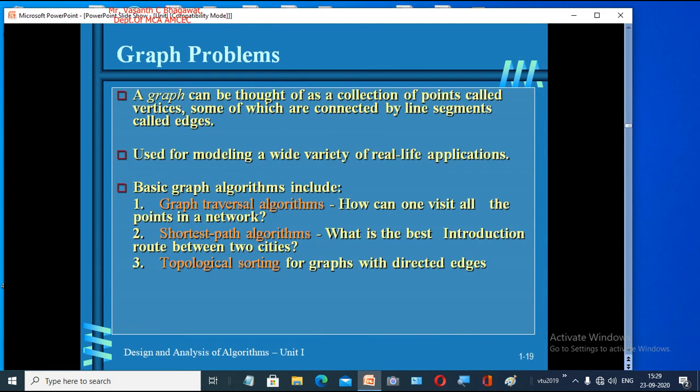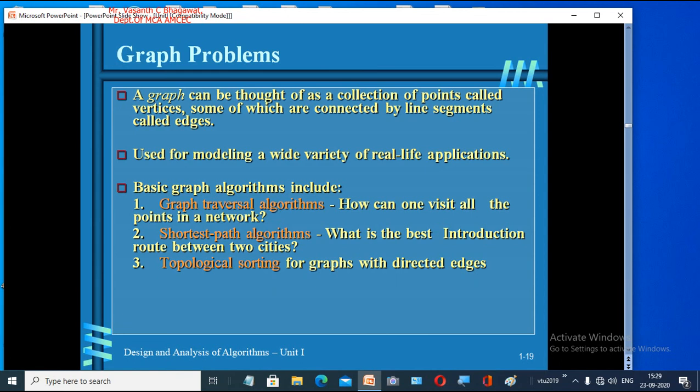Now similarly we have some types of problems which are called graph problems. What do we mean by a graph problem? Later we'll see what a graph is. A graph is nothing but a tuple which consists of points and edges. We can say that a graph is a collection of points called vertices. Each point is called a vertex, and these vertices are connected by lines or edges.